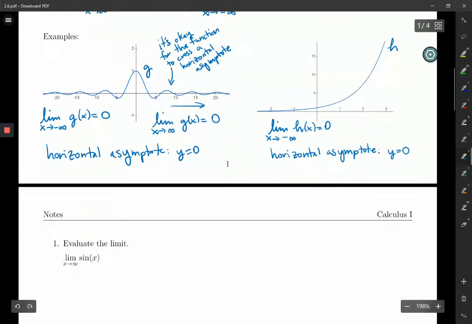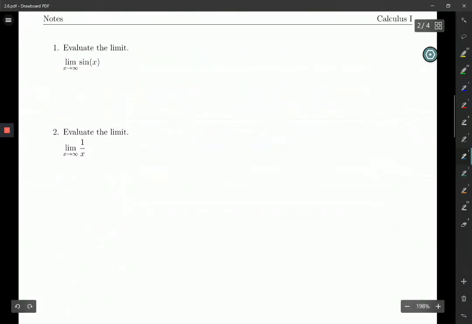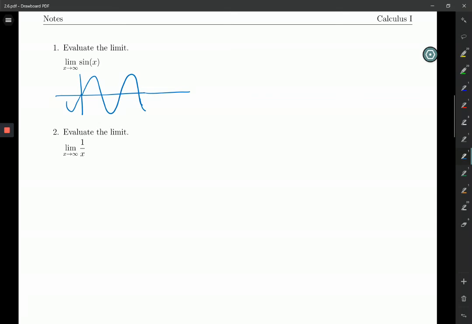Okay, so let's talk about some examples. So first of all, this function sine of x, we know what the graph of this function looks like, right? It bounces up and down like this, and we know that this continues on. So this function looks like this all the way out to infinity. So it bounces between minus 1 and 1.